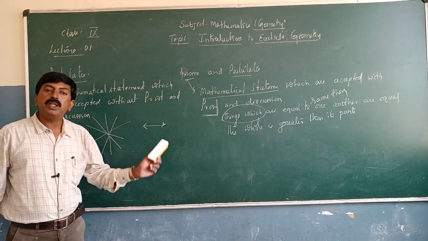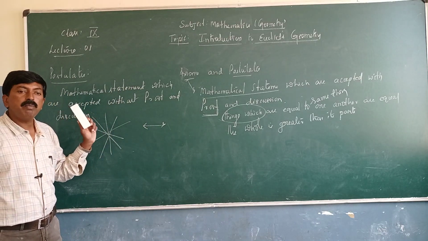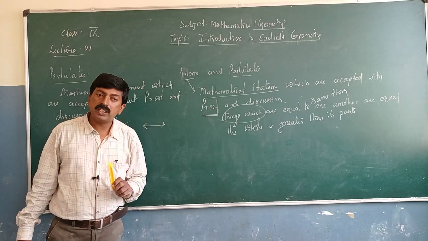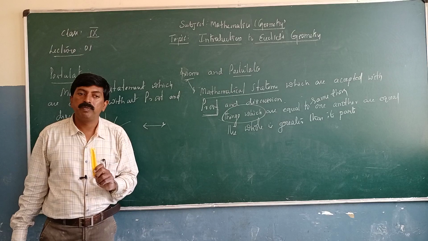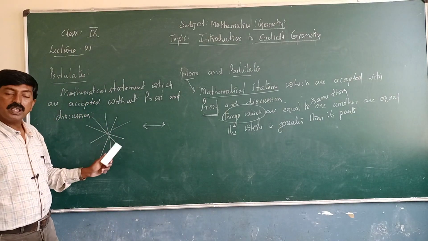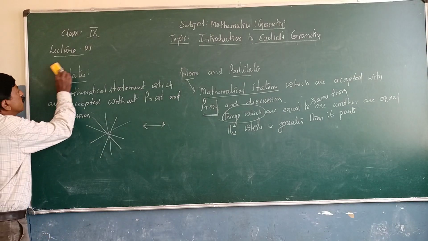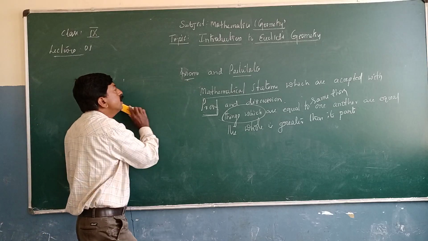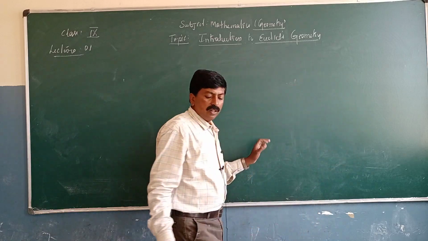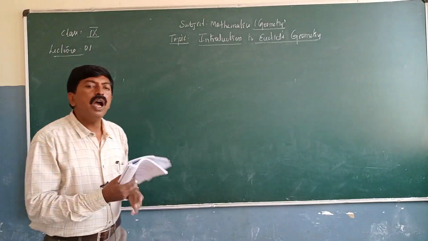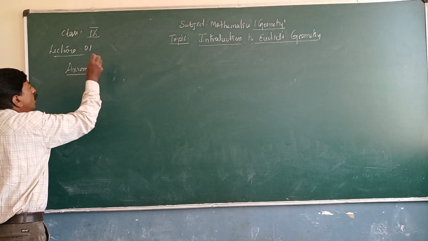Now, what is the difference between axioms and postulates? Both are mathematical statements, but axioms are accepted with proof and discussion. We have to agree with proof and discussion. Even without proof and discussion we can agree with statements that are called postulates. Let us see some examples of axioms and postulates. Up to here we have studied axioms and postulates. Now, certain examples of axioms, which you already know.